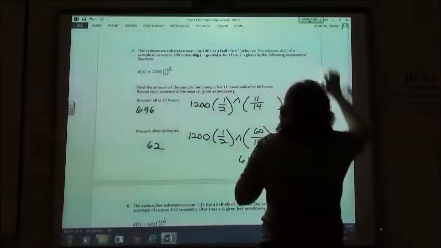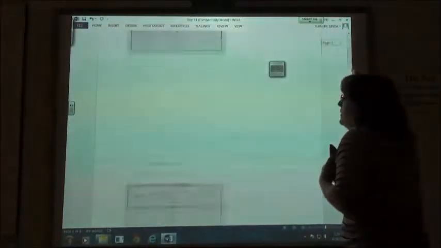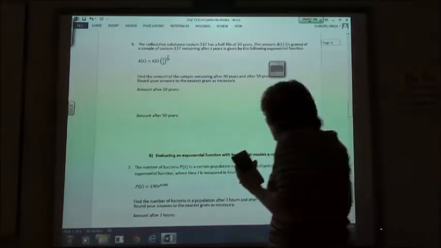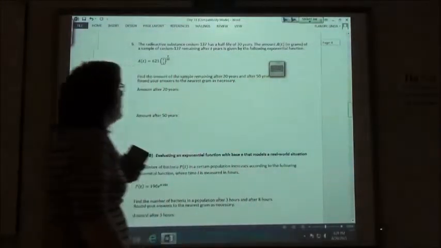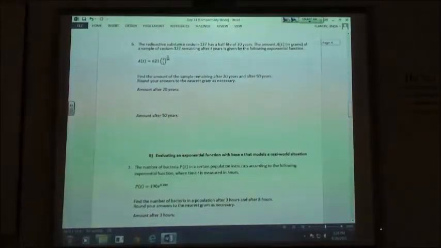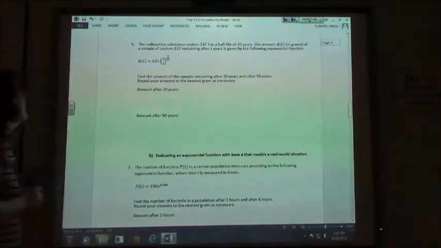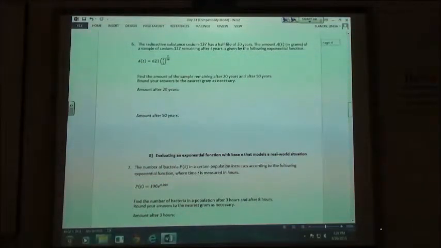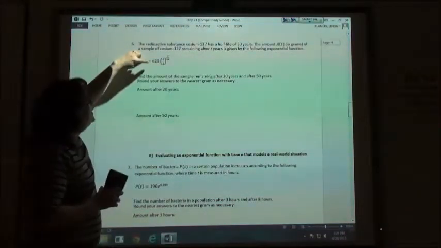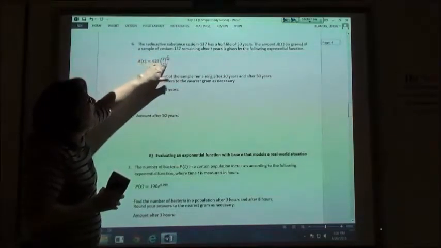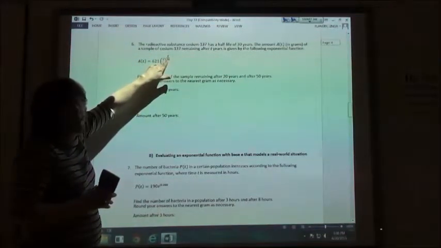Number 6 looks like it's also doing a half-life. The radioactive substance cesium-137 has a half-life of 30 years. The amount in grams of the sample remaining after t years is given by the following exponential function. So, 621, the half-life, and then t over 30. The 621 is the amount you started with. We're doing the half-life, and the 30 years is how long it takes to do the half-life.